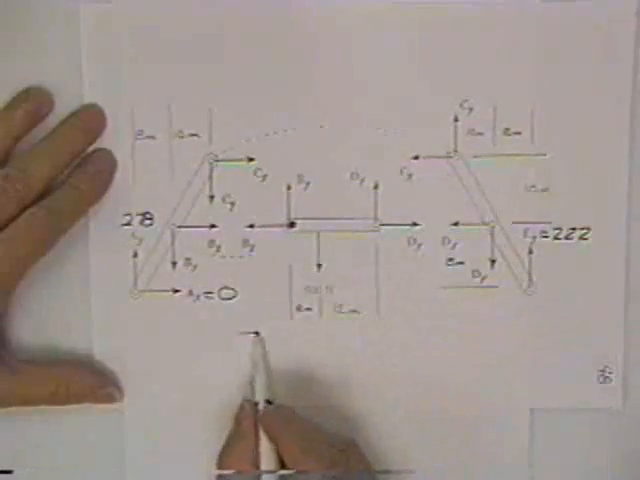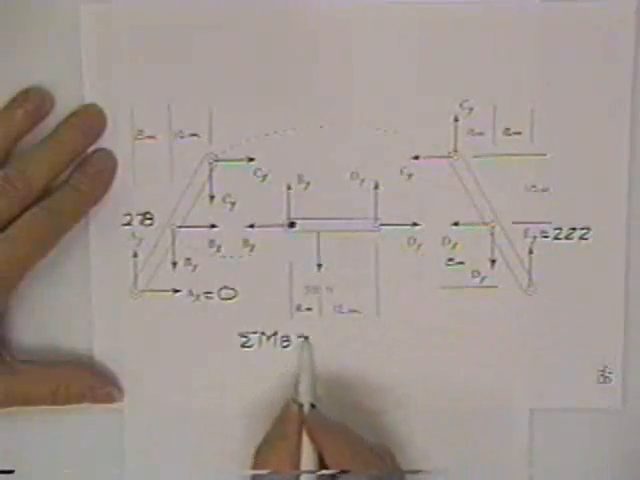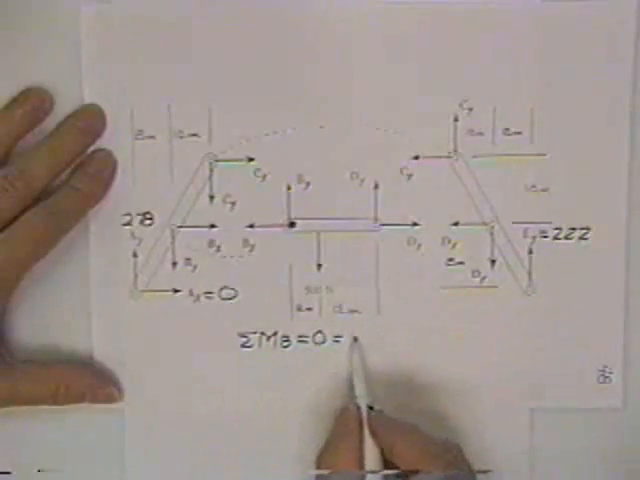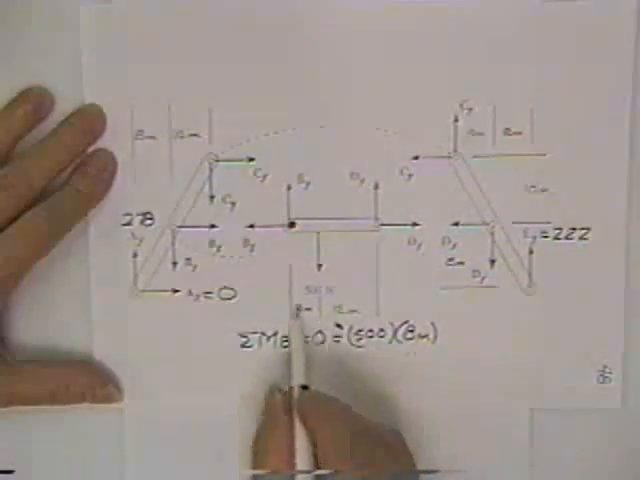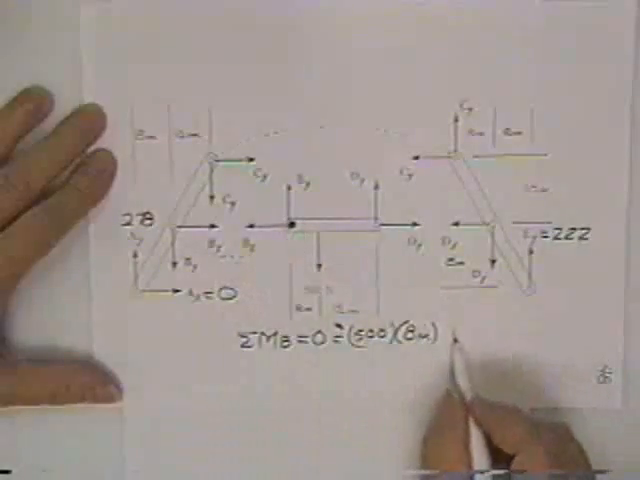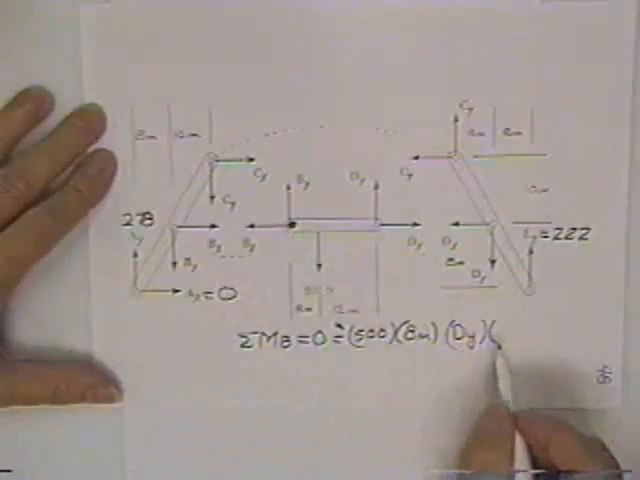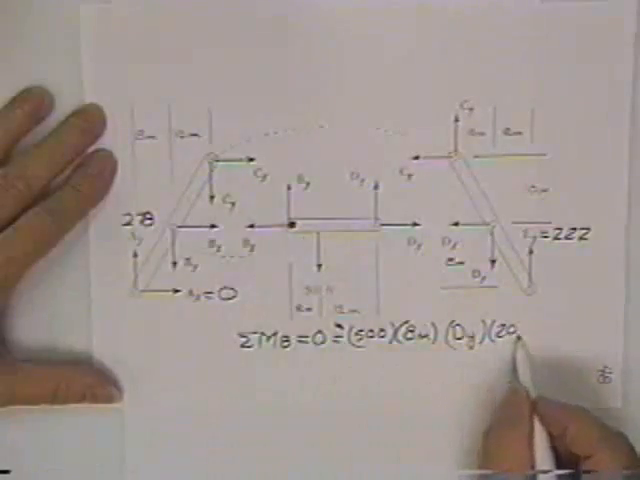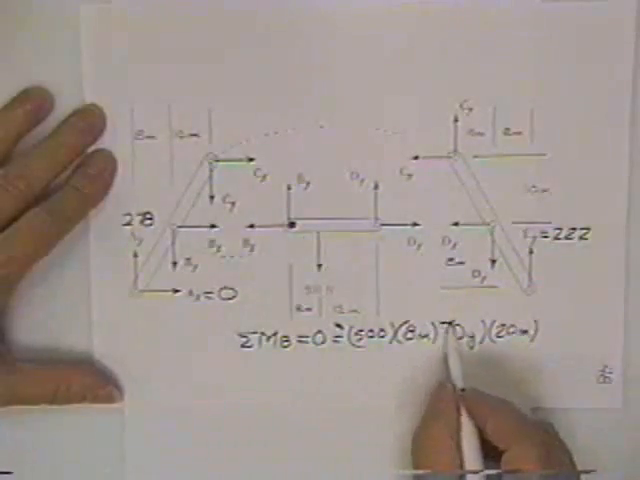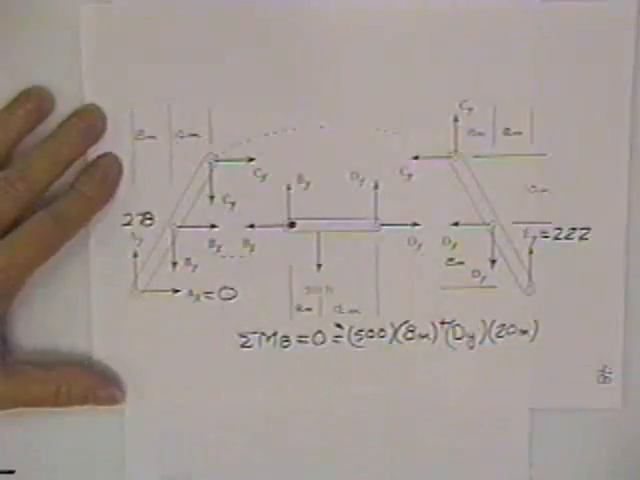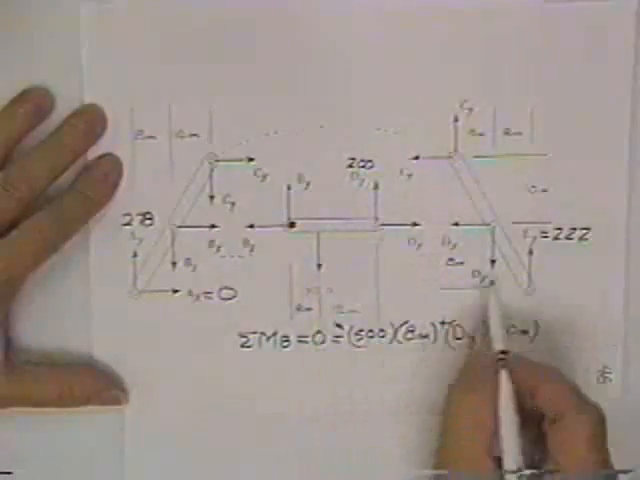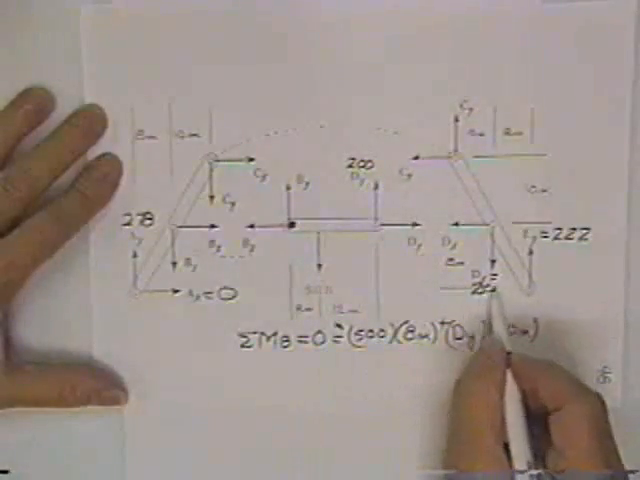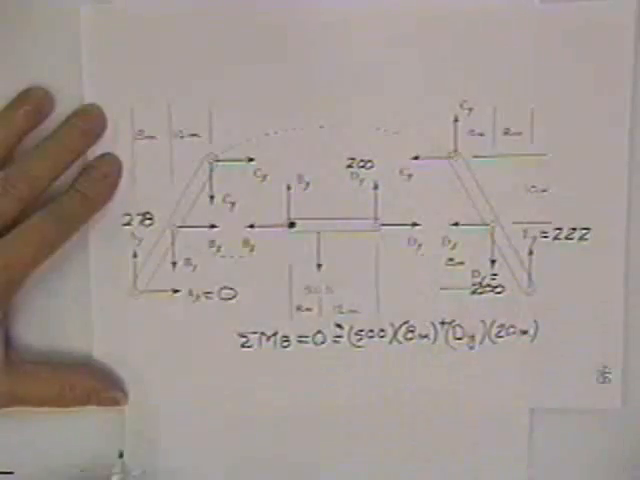Your equation reads, sum moments about point B equals 0 equals. There's a 500 Newton force. He has an 8 meter moment arm. He is a negative tendency to roll. There's Dy. He has a 20 meter moment arm. He is a positive. Solve for Dy. 200. So we put 200 once, and we put 200 twice. Put it on that free body as soon as you find it.